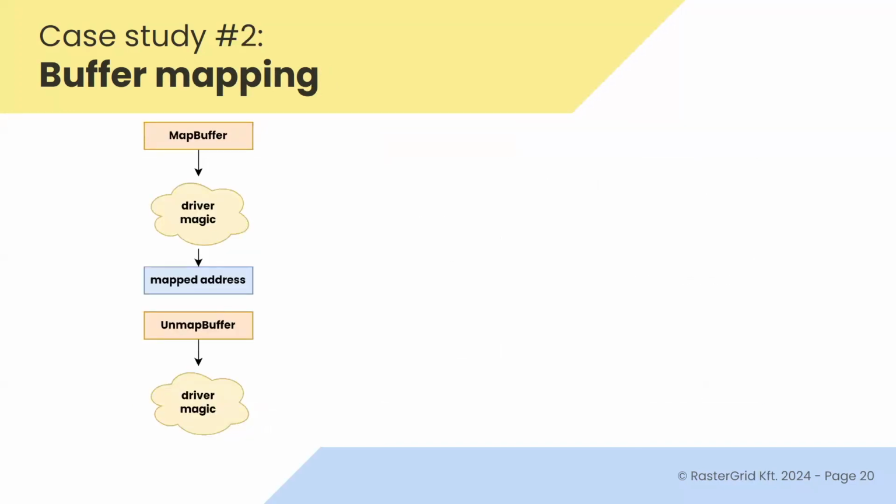Buffer mapping, that's an even interesting one. The naive thought is that if I map a buffer, I get a pointer back and I can directly write to that buffer. And when I unmap it, I unmap it. But that's not what really happens in traditional APIs.